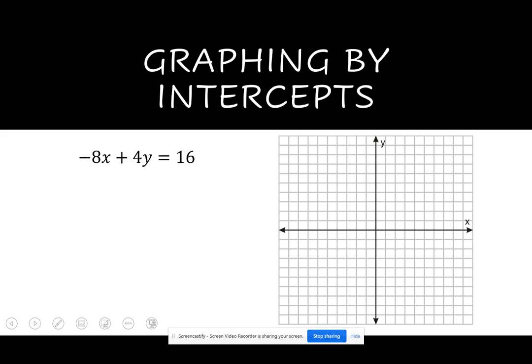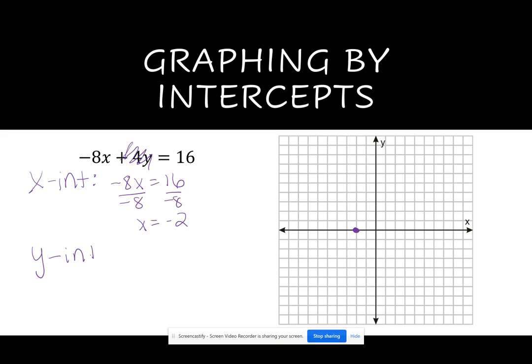Let's look at another example. So to find your x-intercepts, get rid of your y. -8x equals 16, divide by -8. X equals -2. We're going to plot that at -2 on the x-axis. For your y-intercepts, get rid of your x term. We have 4y equals 16. Divide by 4. Y equals 4. So we're going to plot that on our y-axis and draw our line by connecting them.